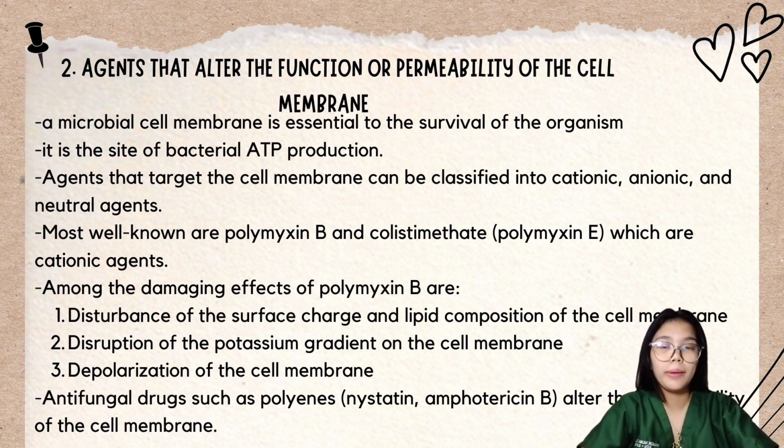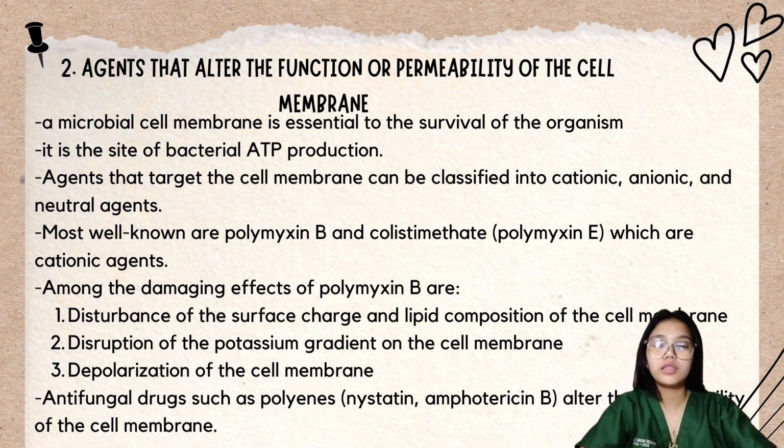Among the damaging effects of polymyxin B are: first, the disturbance of the surface charge and lipid composition of the cell membrane; second, disruption of the potassium gradient on the cell membrane; and lastly, the depolarization of the cell membrane. Antifungal drugs such as polyenes alter the permeability of the cell membrane. An example of a polyene is nystatin, which is an antifungal medicine that kills the fungus and treats the infection, and amphotericin B is an antifungal medication used for serious fungal infections and leishmaniasis.